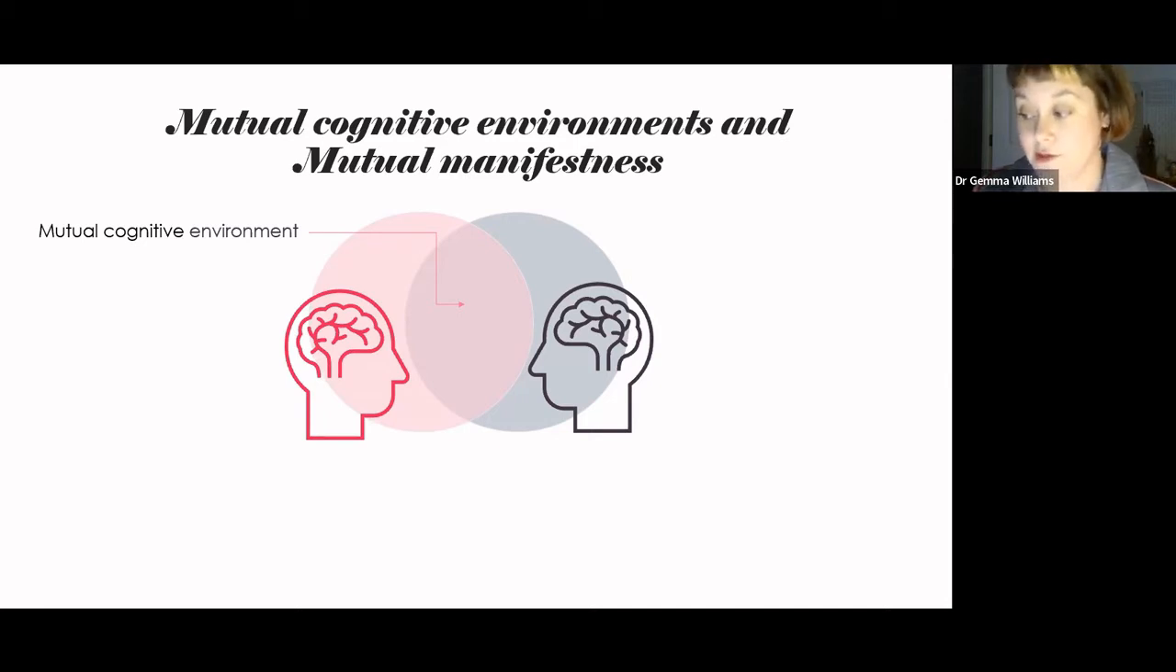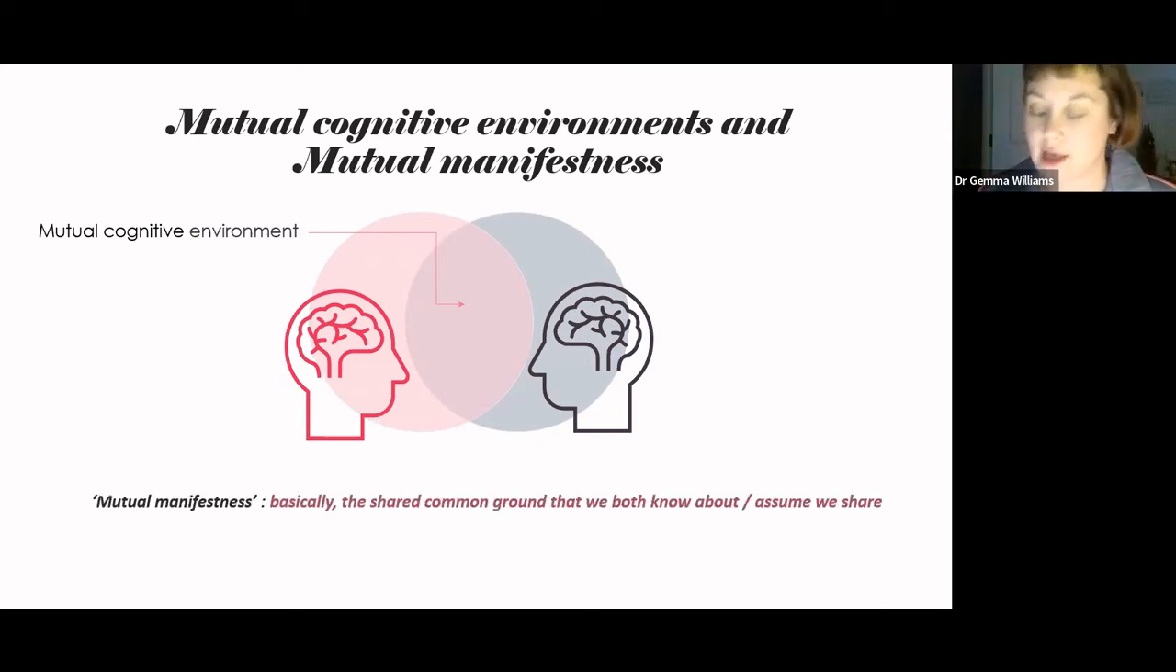When it's obvious to both speakers that certain facts and assumptions are shared, for example, if it's raining, we can both see the rain, we can both feel the rain, we can see that the other one can see and feel the rain, we know that we both know that it's raining. These facts and assumptions are said to be mutually manifest. So that's basically the shared common ground that we know about and we assume that we share.